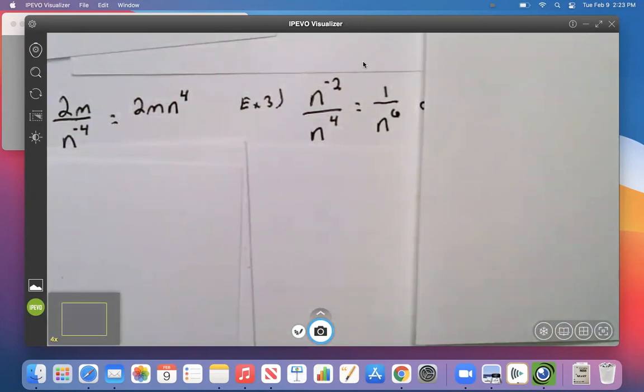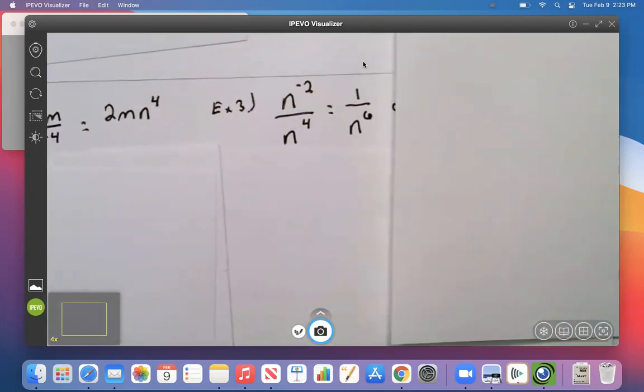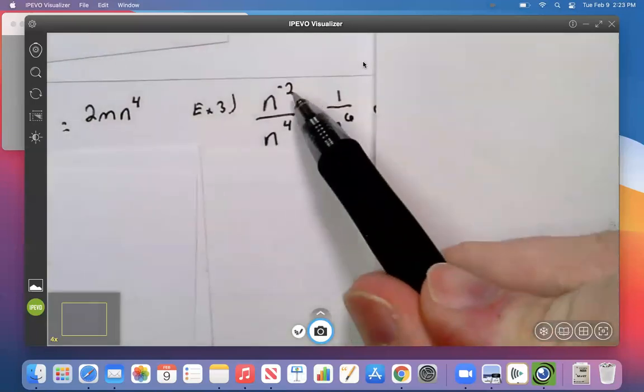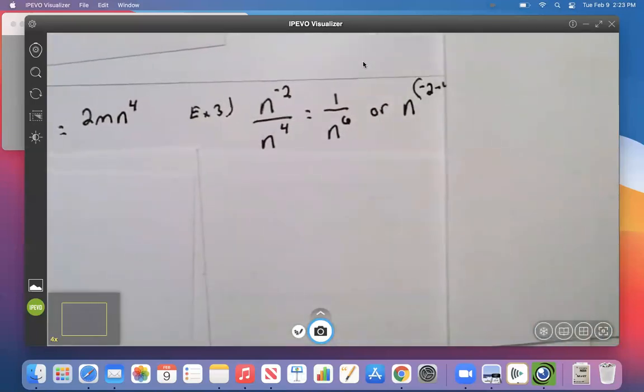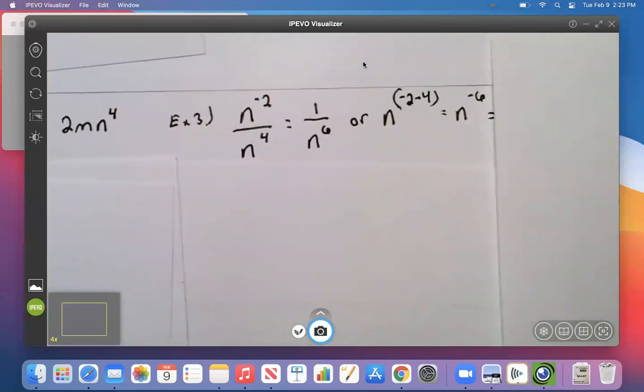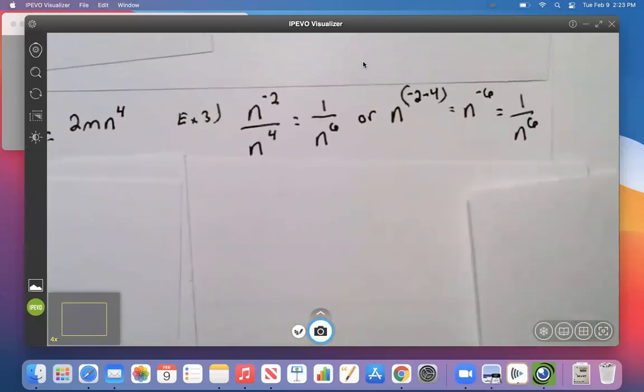An alternative way to do this, which I do not advise, but you could subtract negative 2 minus 4. Negative 2 minus 4 is n to the negative 6. And then you move those 6 to the bottom because you had a negative exponent.